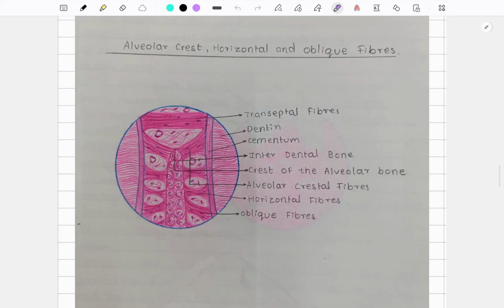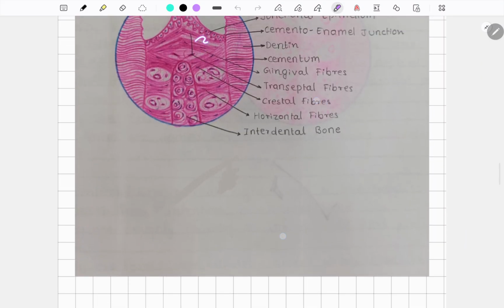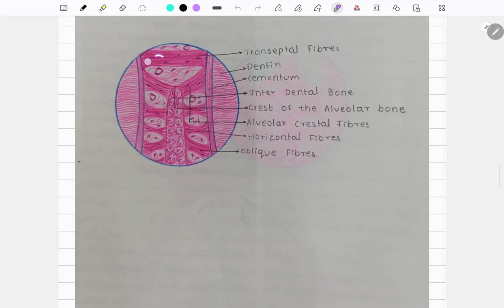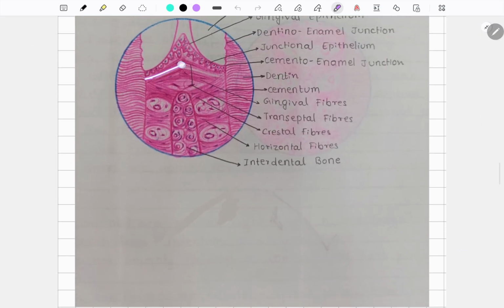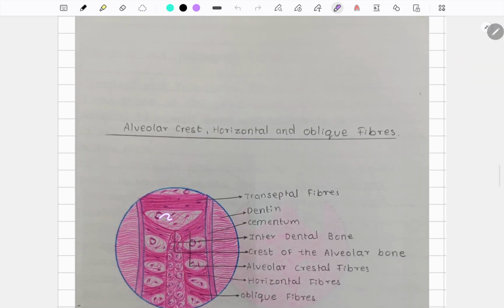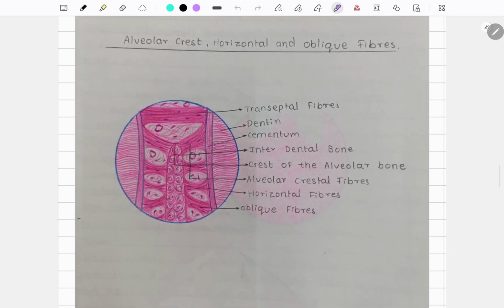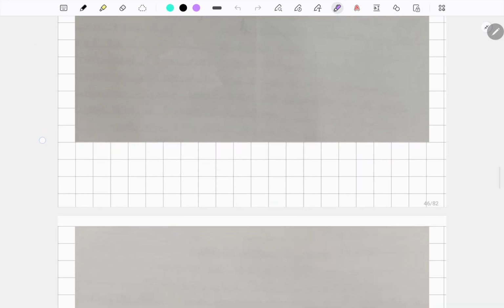Moving on to next, alveolar crestal, horizontal or oblique fibers. As I have mentioned now only in the above diagram, this is the zoomed version of this part. As you can see, this is just elongated over here. Over here there were transeptal fibers, so you can see that transeptal fibers are present over here. Then there are apical fibers, crestal fibers. Then here there are horizontal fibers, and below that there are oblique fibers. The horizontal fibers turn to oblique fibers below.